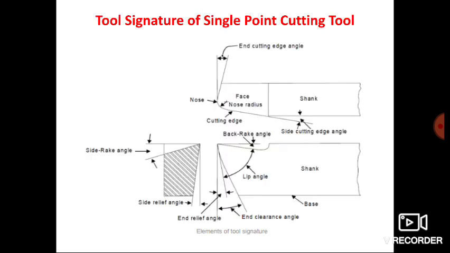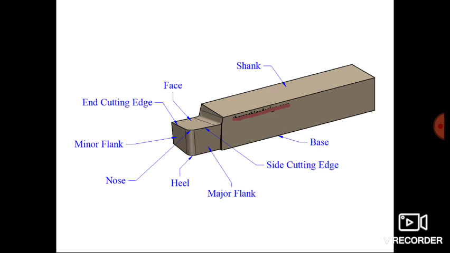Now we will discuss the tool signature of a single point cutting tool. That means the various angles associated with a single point cutting tool. For better understanding of the various angles, we have taken its orthographic projection. So here you can see this is the front view, this is the top view, and this one is a side view. Again I am repeating, this is the front view, this is the top view, and this is the side view of a single point cutting tool.